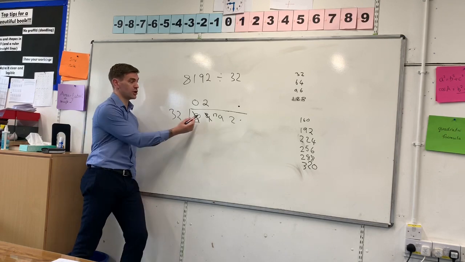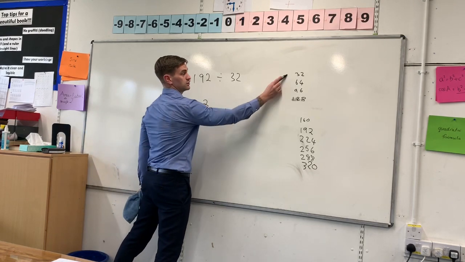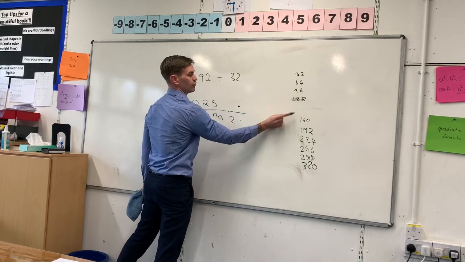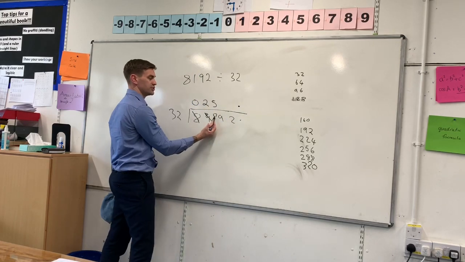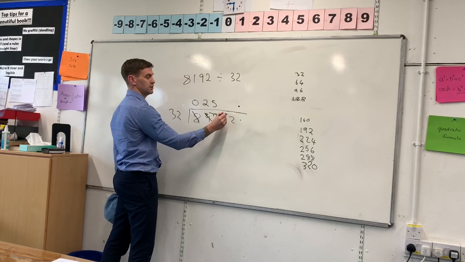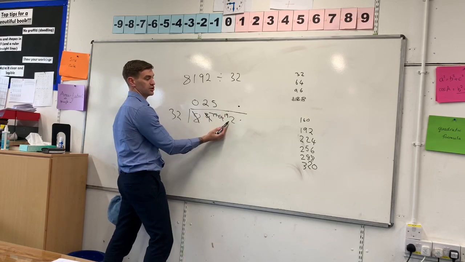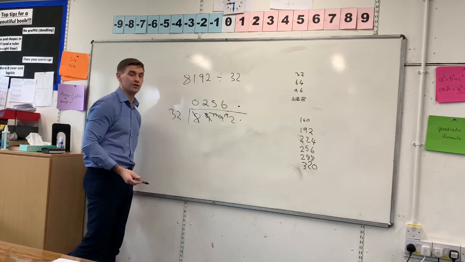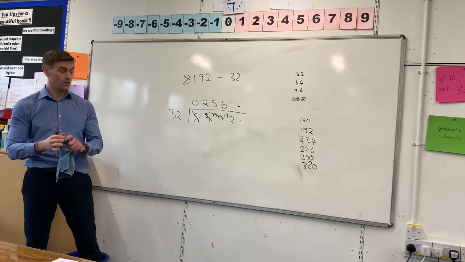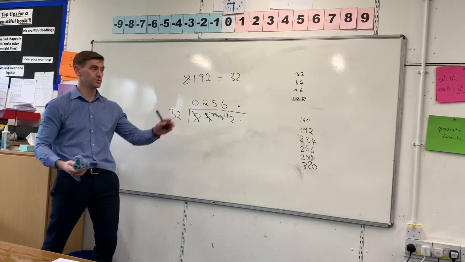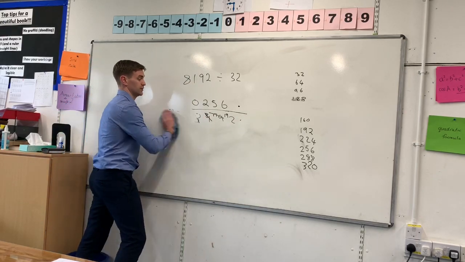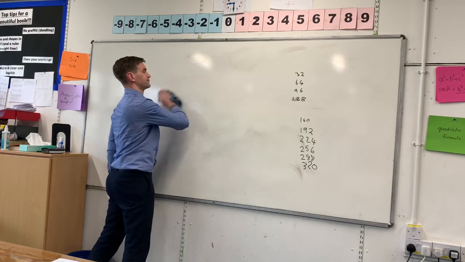How many 32s go into 179? 5. So 1, 2, 3, 4, 5. 160, 179. What's left over? 19. 32s into 192? 7. 6. The answer is 256. Okay, quite a hard question, made pretty simple because we did it applying logic and methodically as well. Well done.